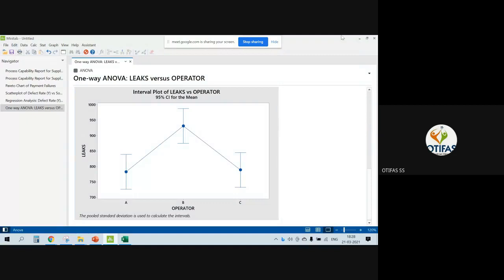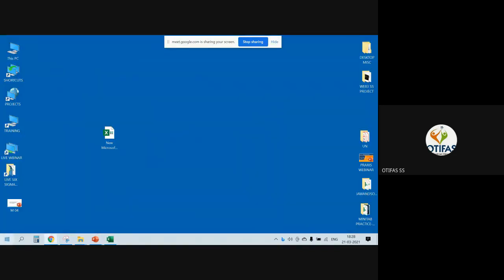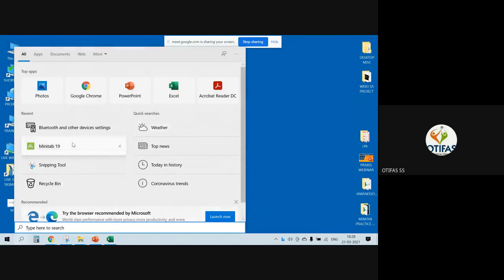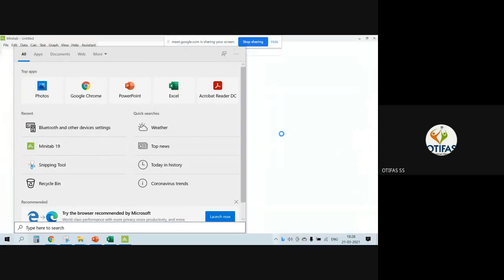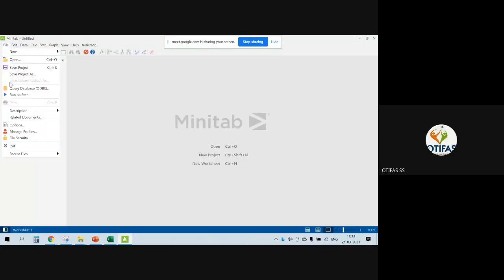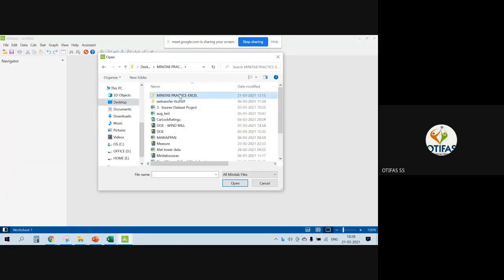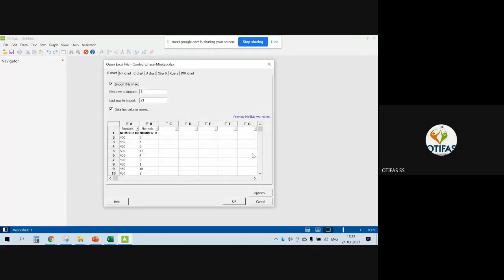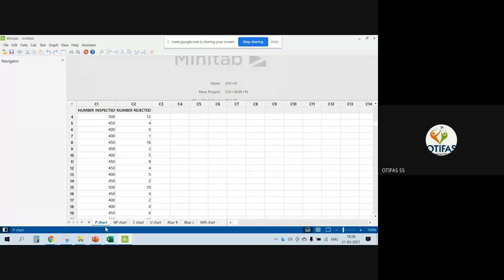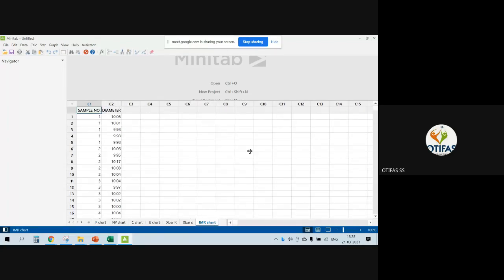So let me close it. Now we are going to use this. See how many charts are there? P chart, NP chart, C chart, U chart, X bar R, X bar S, IMR. Now let's first talk about IMR. Where do you use IMR? When we want to plot individual data, then we will plot it as IMR. IMR means individual moving range, isn't it?